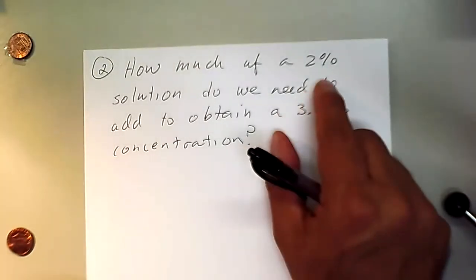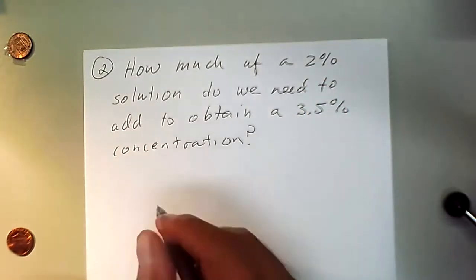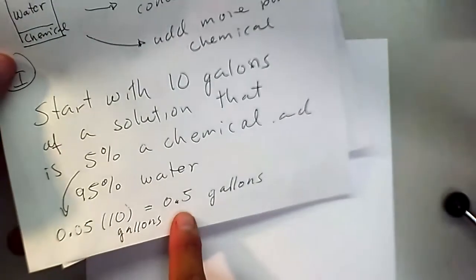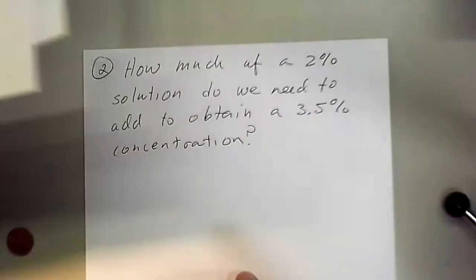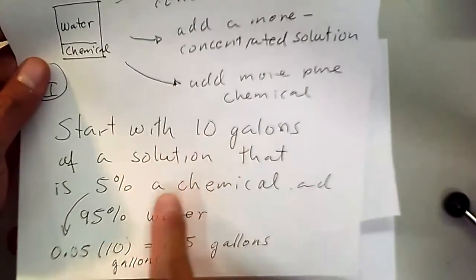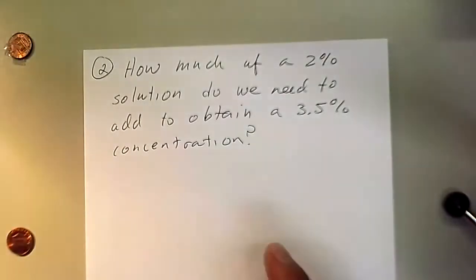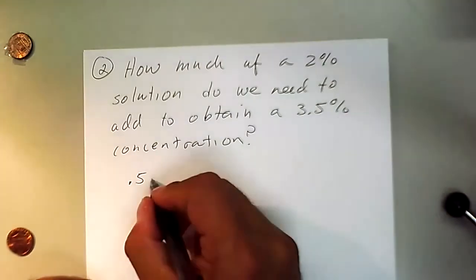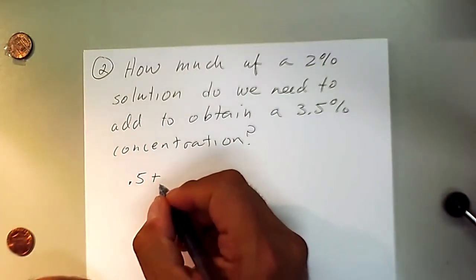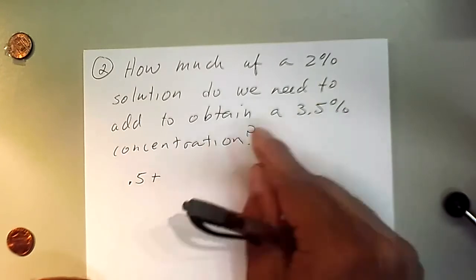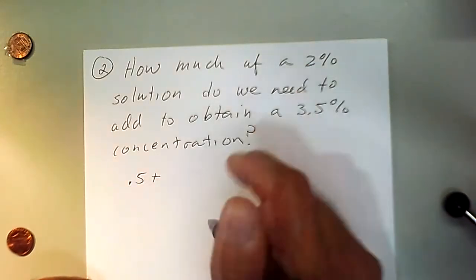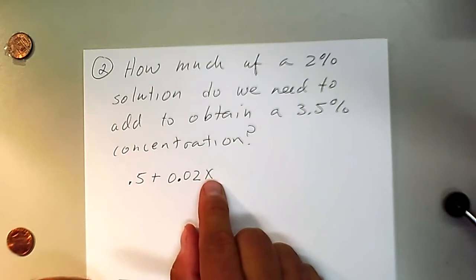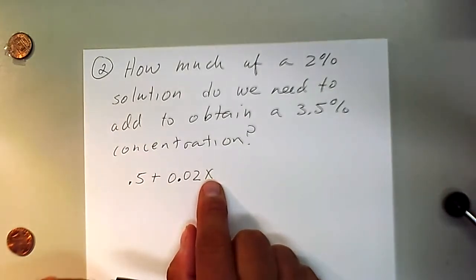All right. So we start out the same way. Remember, we had half a gallon of the pure chemical in the original 10 gallons. So again, we start out with 10 gallons of a 5% concentration of a chemical, which means we have half a gallon of the chemical. But now we're going to add more pure chemical, but it's not going to be all the gallons. We're going to add 2%, so 0.02 of X. And X in this case will be the amount of the new solution we're adding.